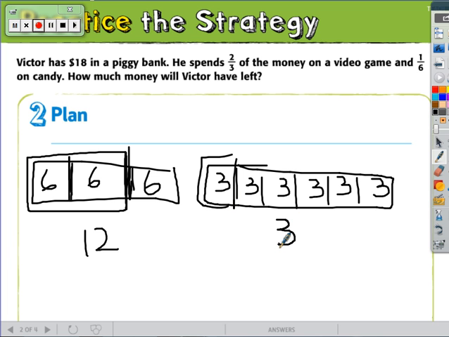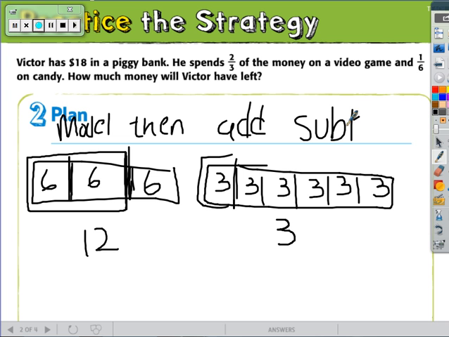So what is this? 3. So I know that the 2/3 that he spent on the game was 12, and I know that the 1/6 was 3. So our plan is to model, then add. So I'm going to add these together, and then what am I going to do with them? Subtract it from what? All right. So then we'll subtract from our total. Oh, I just misspelled subtract. See?